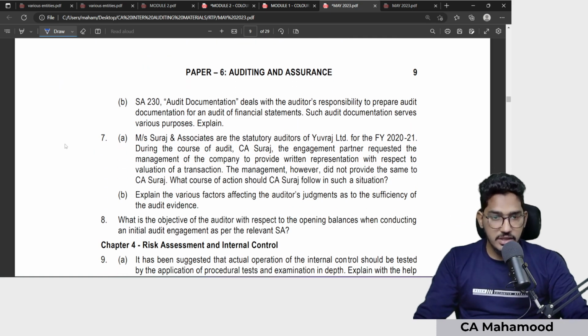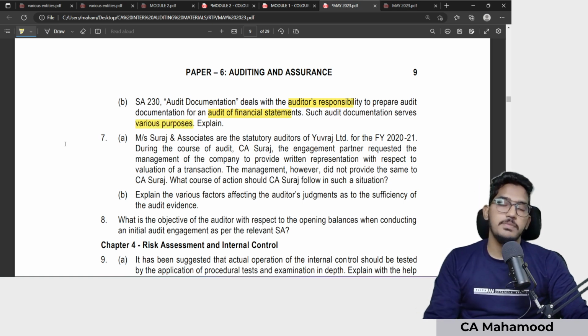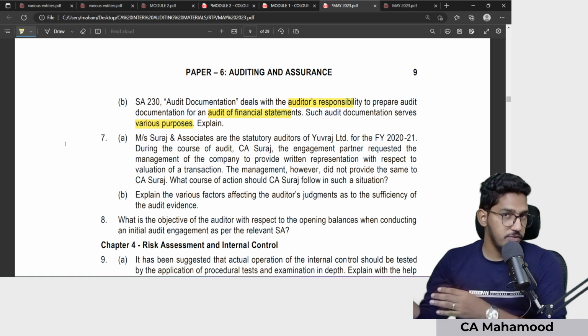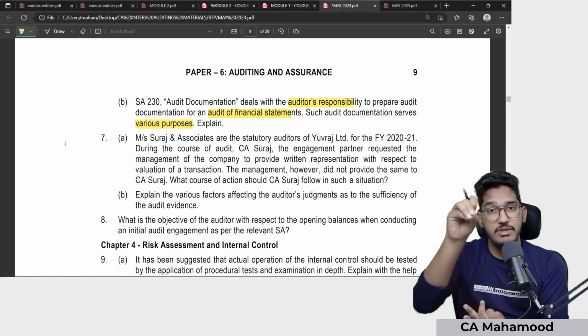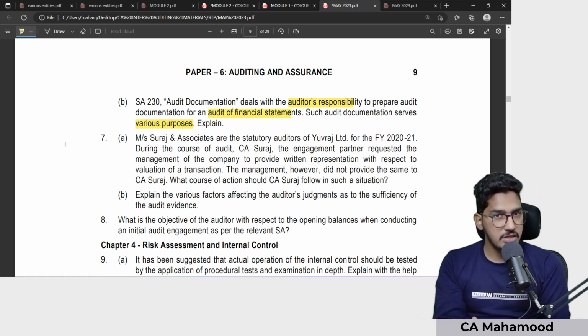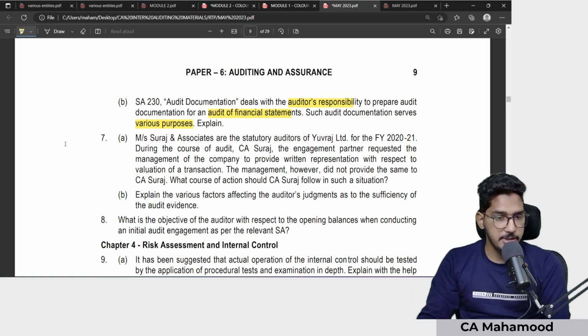SA 230, audit documentation, deals with the auditor's responsibility to prepare audit documentation for an audit of financial statements. Such documentation serves various purposes. Explain. They're asking you what are the advantages of audit documentation. Like if you maintain documentation, that will help you for the next year's audit. It will act as evidence in the court of law. You can better supervise your engagement team members' work. It will enable both internal reviews as well as external reviews. Straight question from the material, advantages or purpose of audit documentation.